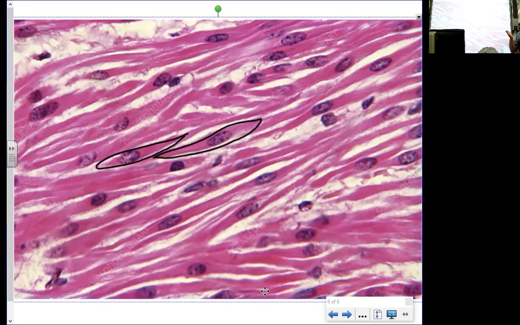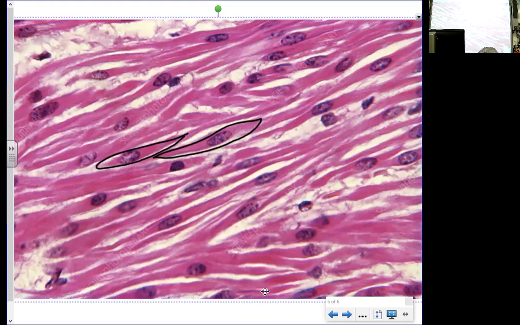Now, I said on the last picture, when your muscle contracts, the whole cell gets shorter and it looks like an accordion, with all those guys bunched together. On this image, if you saw this image contract, any guess on what you would see?